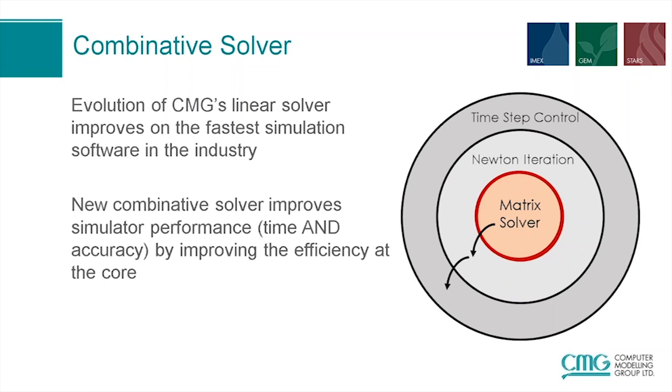So the new combinative solver improves the simulation performance by improving the efficiency of the linear solver. So we're improving the efficiency right at the core. So now your linear solver is much more efficient, which in turn converges much quicker, which means fewer Newton iterations are needed, and therefore you have a better time step control for your run. So how exactly does this work?